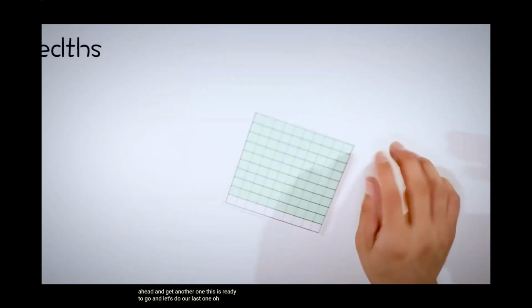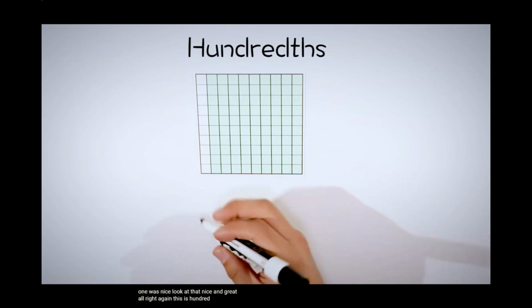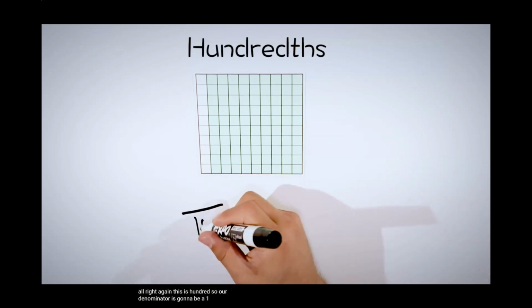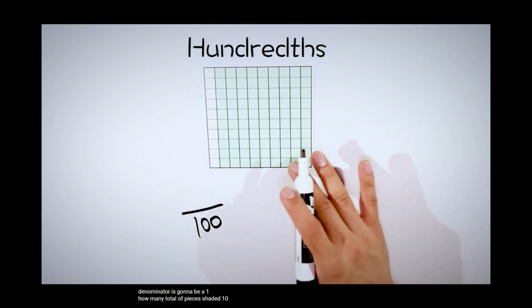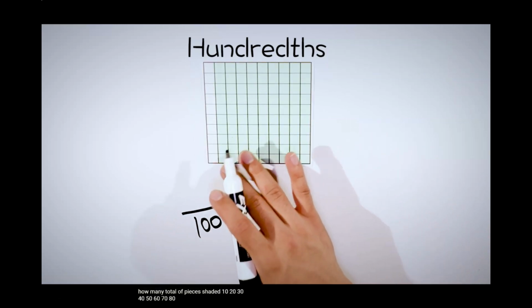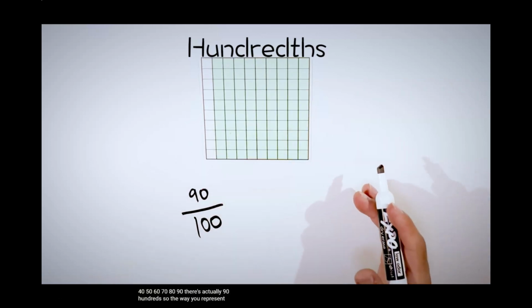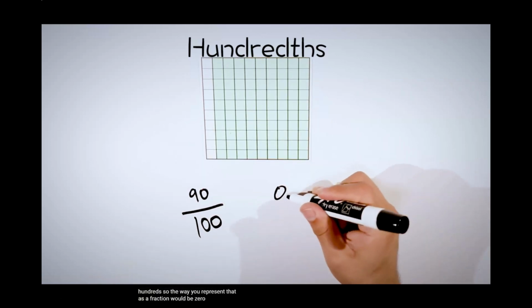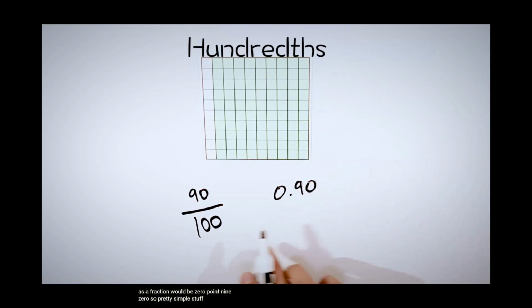And let's do our last one. Ooh, this one's nice. Look at that, nice and green. Again, this is hundredths, so our denominator is going to be 100. How many total pieces are shaded? 10, 20, 30, 40, 50, 60, 70, 80, 90. This one's actually 90 hundredths. So as a decimal, it would be 0.90. Pretty simple stuff, guys.